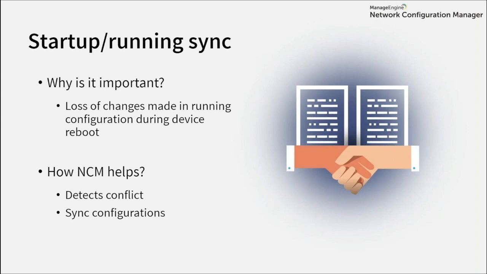So the next option to prevent a network disaster and also recover from it is syncing the running and startup configuration. So this is very important because when a user makes a change to the configuration of a device, it is directly made to the running configuration. So this is in the volatile memory of the device, and if there is a power failure or if the device is restarted, it will immediately be erased.